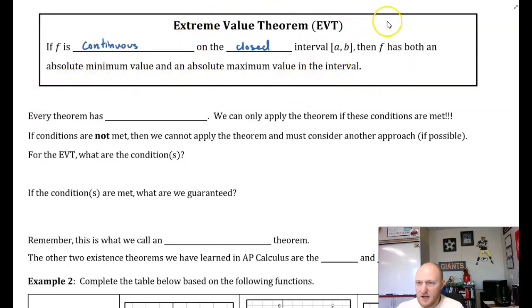So this is another one of our existence theorems that we're going to use to answer questions about functions. Every theorem has conditions, and these conditions must be met in order to utilize the theorem. If they're not met, then we cannot apply the theorem, and we must consider another approach if possible. So again, for the extreme value theorem, what are the conditions? Well, the conditions are it must be continuous, and it must be on the closed interval.